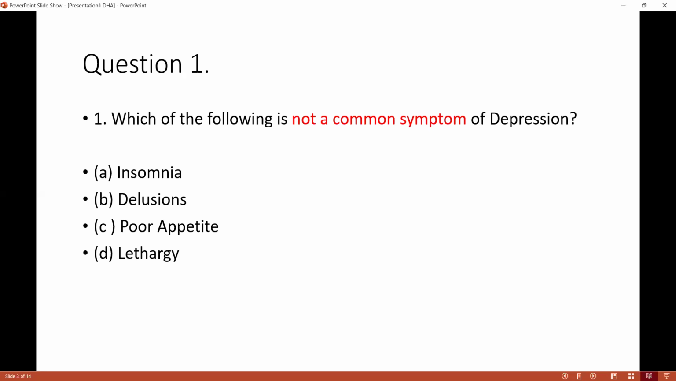Which of the following is not a common symptom of depression? Option A, insomnia. Option B, delusions. Option C, poor appetite. And option D, lethargy. So the answer is delusions. Delusions is not a common symptom of depression.